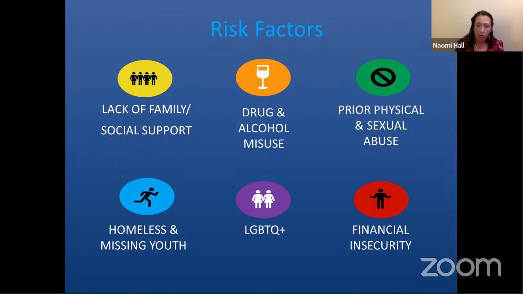LGBTQ plus youth are also highly vulnerable just due to the nature of their situation and the questions that they're asking and seeking acceptance. They have extra vulnerabilities there. And financial insecurity, youth who come from a background of poverty, lacking that financial stability. They may be prone to either sex trafficking or labor trafficking. So these just make our students a little bit more vulnerable, and are things that we want to watch for with our students. And those are things that we try to support as well in the school situations, and schools try to provide support there. So those are things to watch for.